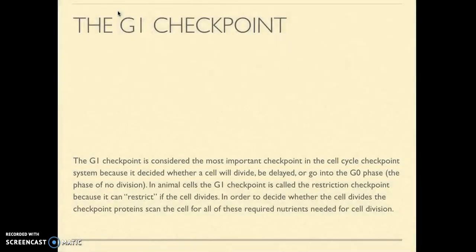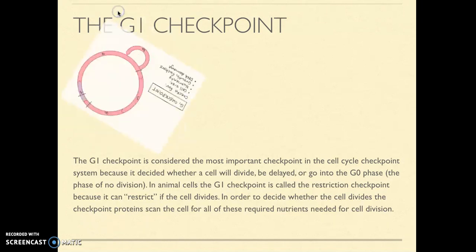The first checkpoint is called the G1 checkpoint, and it's considered the most important because it scans to make sure the cell is able to divide by looking for all the nutrients and proteins that are required for cell division. After this checkpoint, the cell will either divide, the division will be delayed, or the cell will go into the G0 phase, which means that it won't divide.